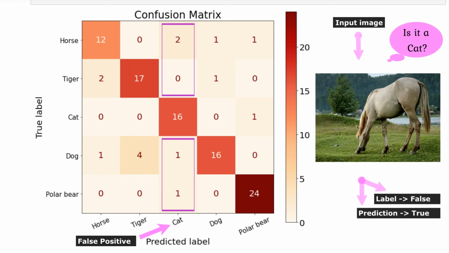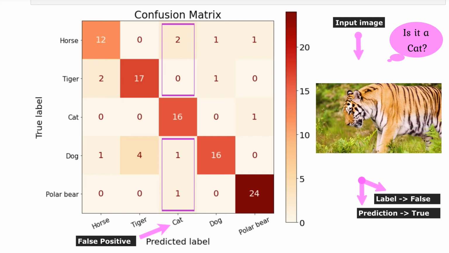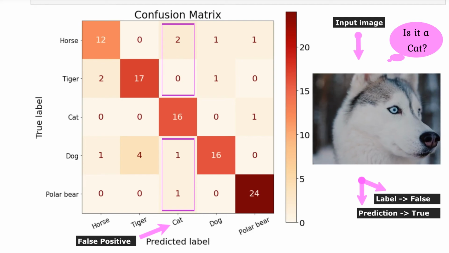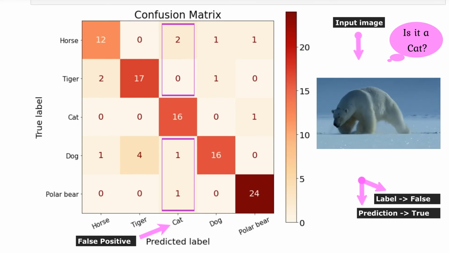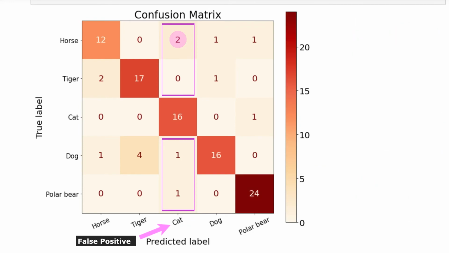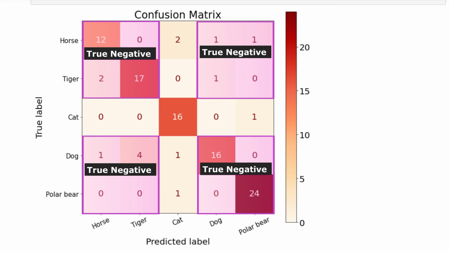False positive cases in this column represent the number of misclassified images that are actually false for this class, but predicted as true. For example, when our model sees other images than cat, consequently in these cells values must be 0, because cat can't be horse, tiger, dog or polar bear. But the model, for some cases, failed to recognize this condition. The rest of the area for the class cat is considered as true negative cases.